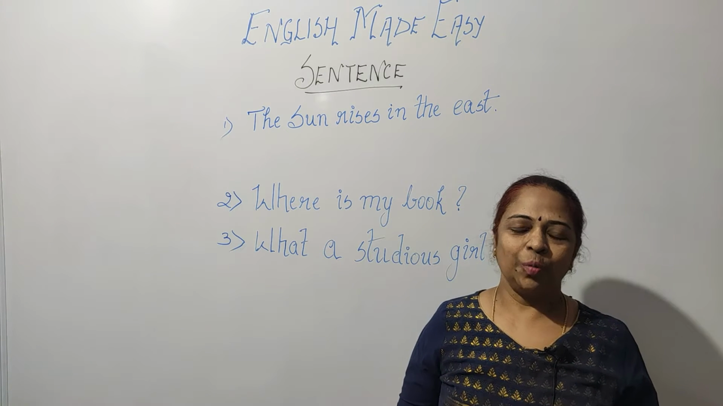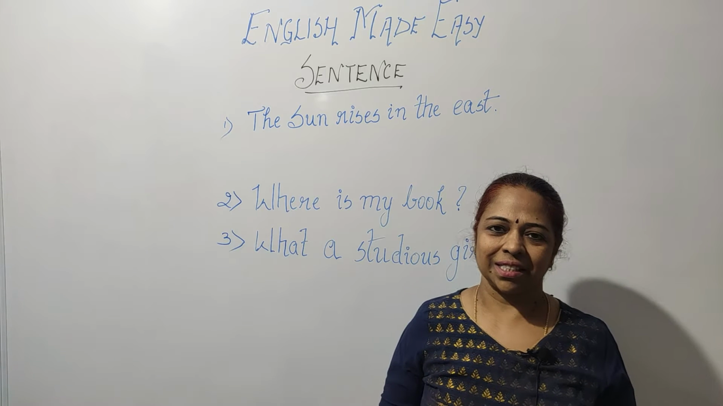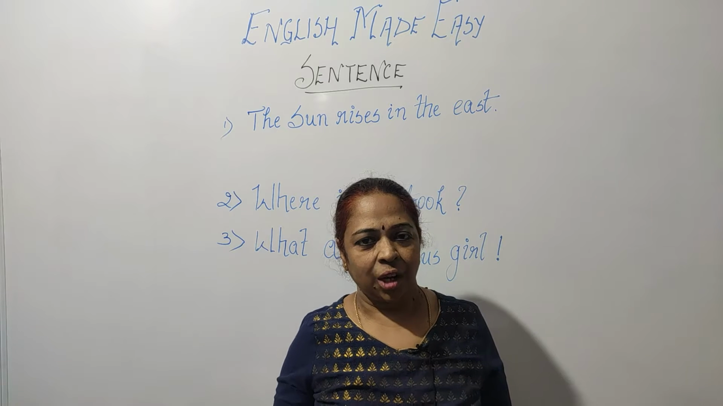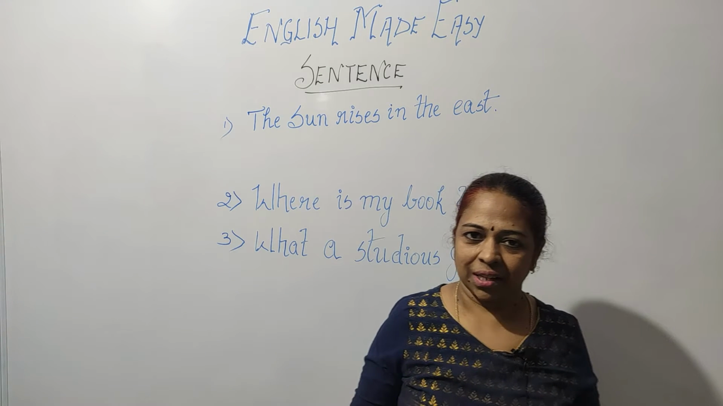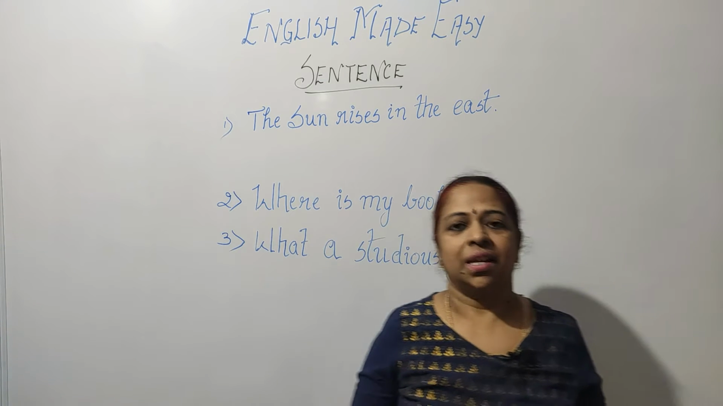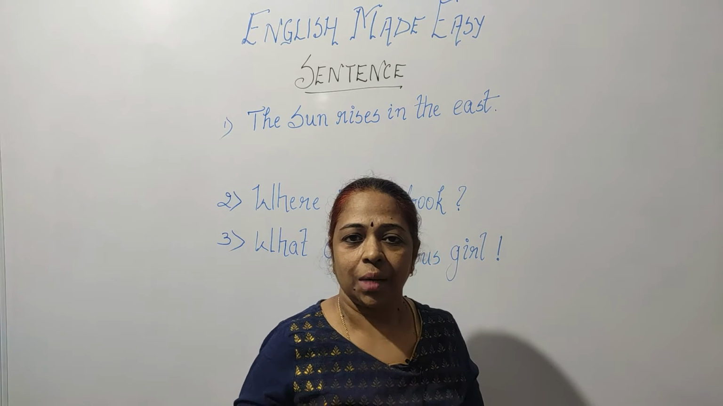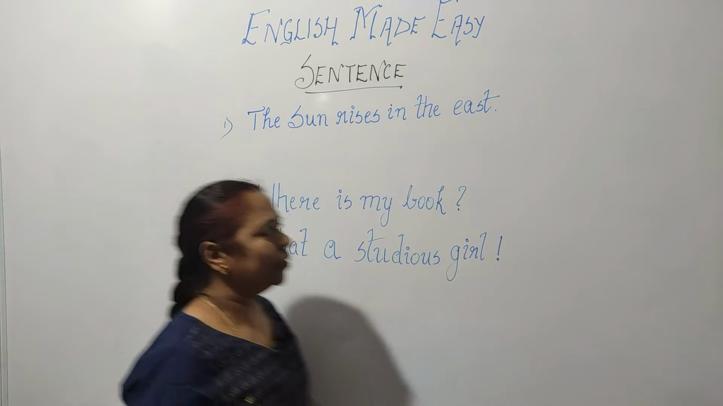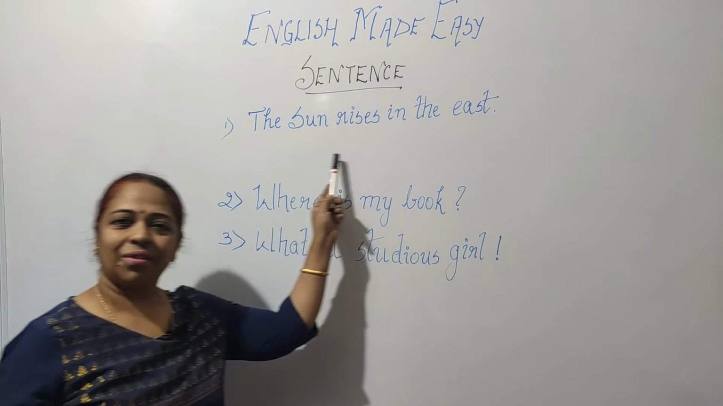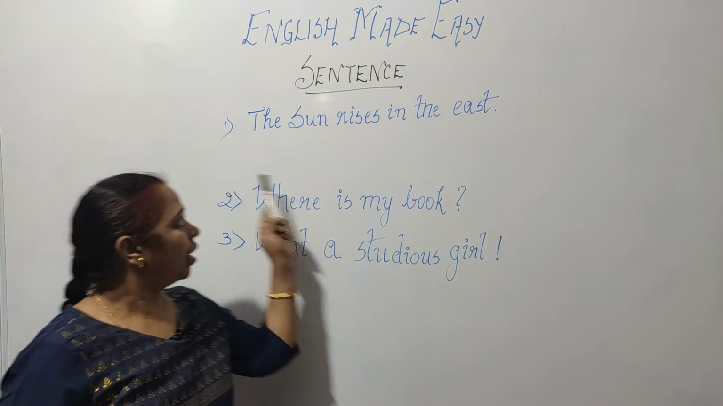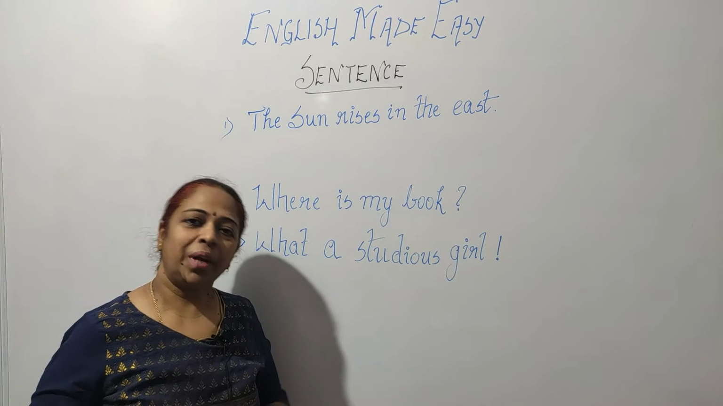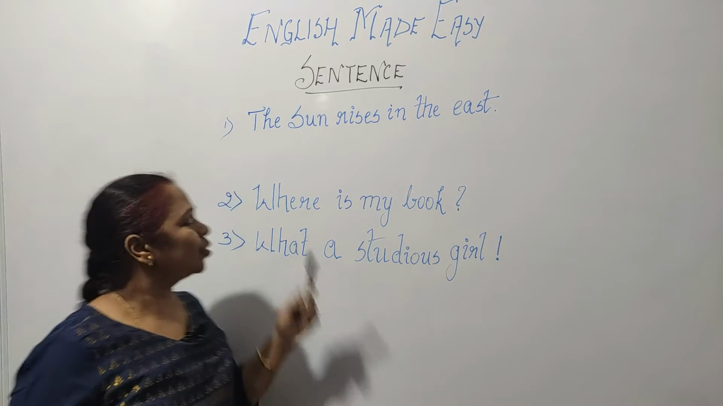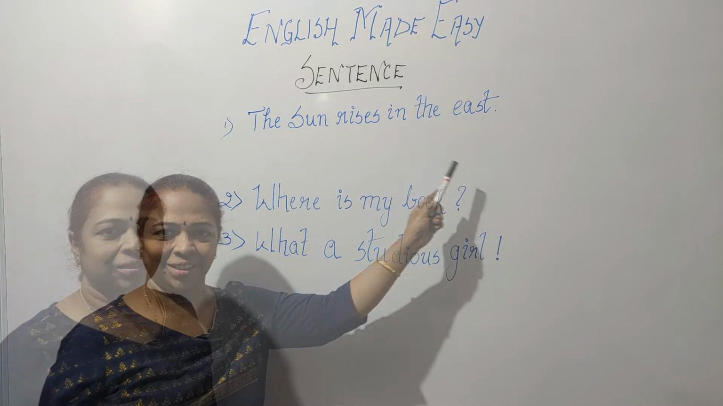In this video, we are going to talk about sentence. When we want to express our thoughts, we use a group of words. When these group of words convey a meaning, they make sense, it is called a sentence. For example, the sun rises in the east. A group of words which make sense and they convey a meaning. So it's called a sentence.